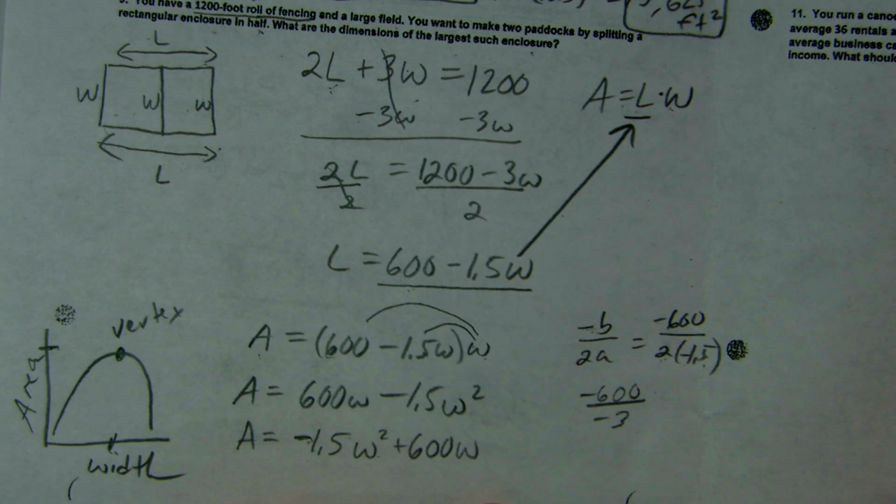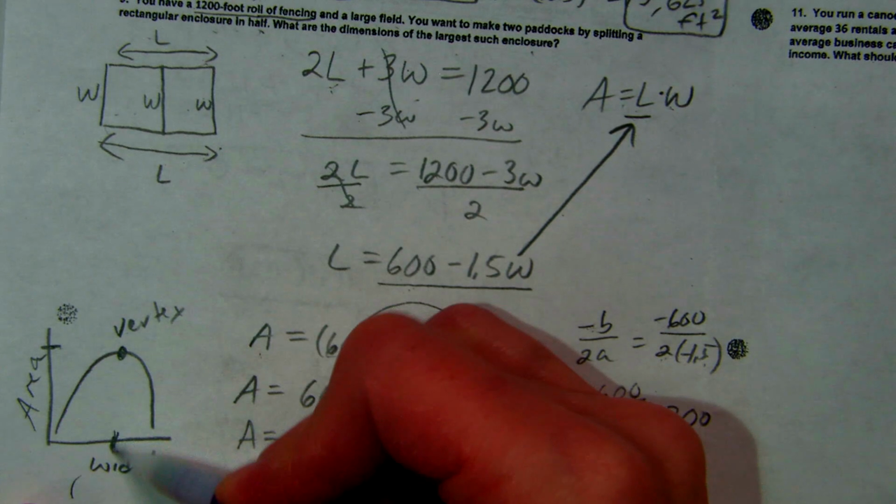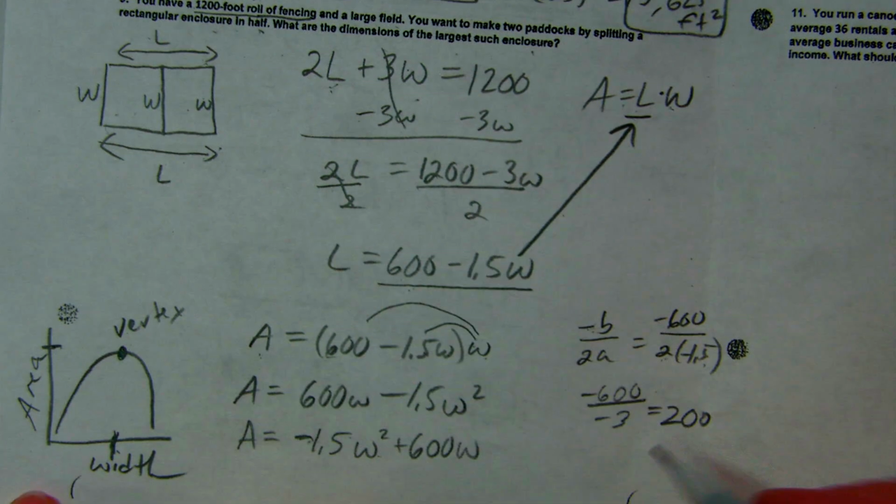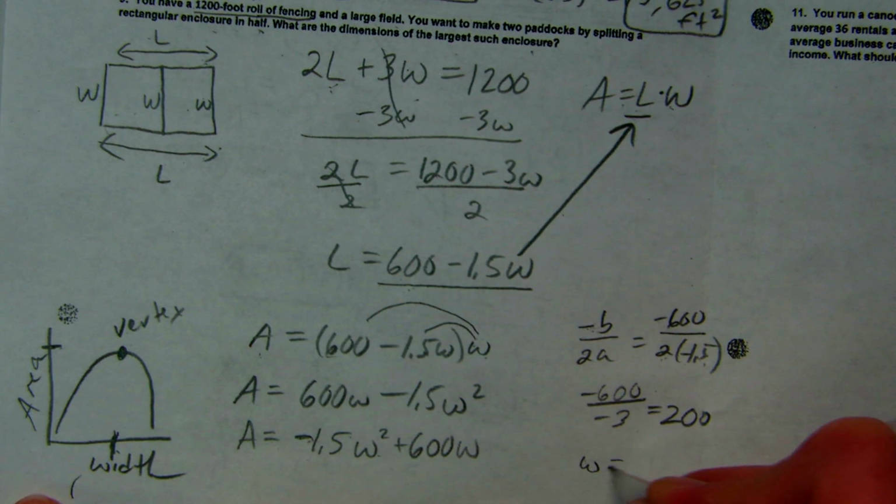Okay? So the negatives cancel. What are we going to get? Negative 600 divided by negative 3. Or sorry, 200. So this perfect width right here that gets me that maximum is 200. So my width is 200.